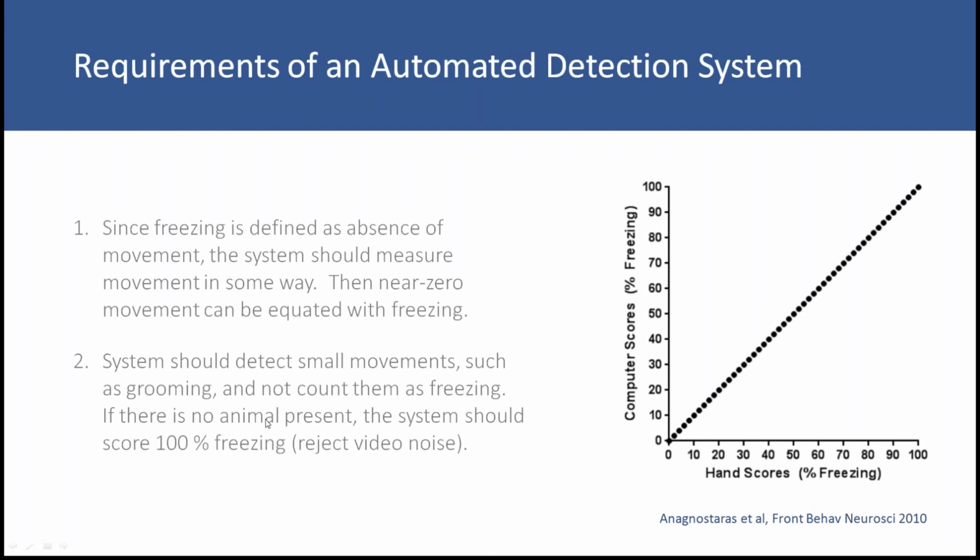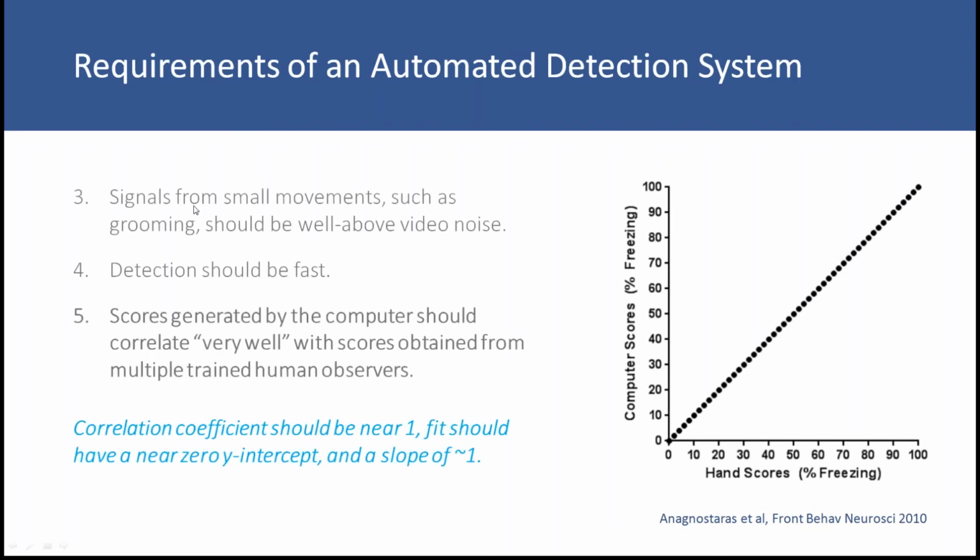The next point was that signals from small movements such as grooming should be well above video noise. If the animal is grooming, that signal should be well above video noise in order to differentiate it from video noise. And the detection should be fast. You shouldn't have to wait hours and hours for a cohort of data to be analyzed. It should happen fast, ideally in real time.